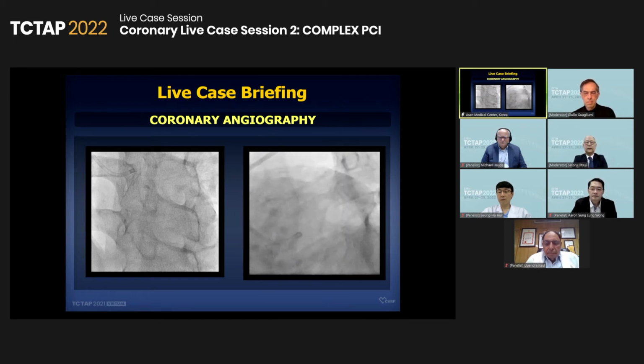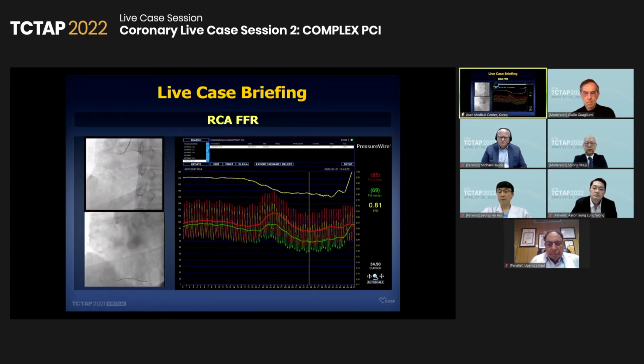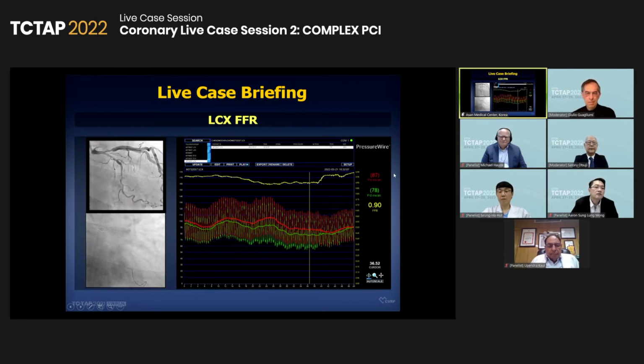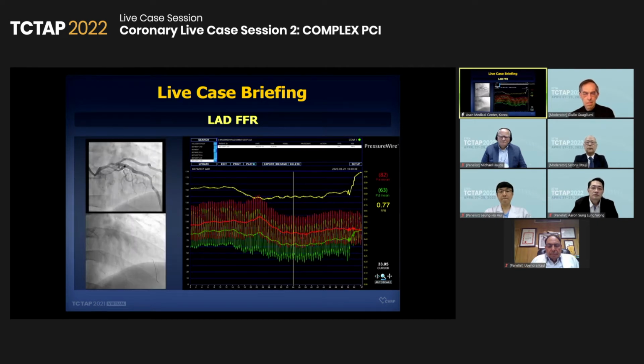So to evaluate the ischemia, we checked the FFR of each vessel. The RCA FFR was 0.81 beyond the distal part of the RCA. The circumflex is relatively small, and over the distal region the pressure gradient is 0.1, which means a negative FFR value. In the LAD, the lowest FFR value is 0.77, with a major step-up in the proximal part of the LAD.